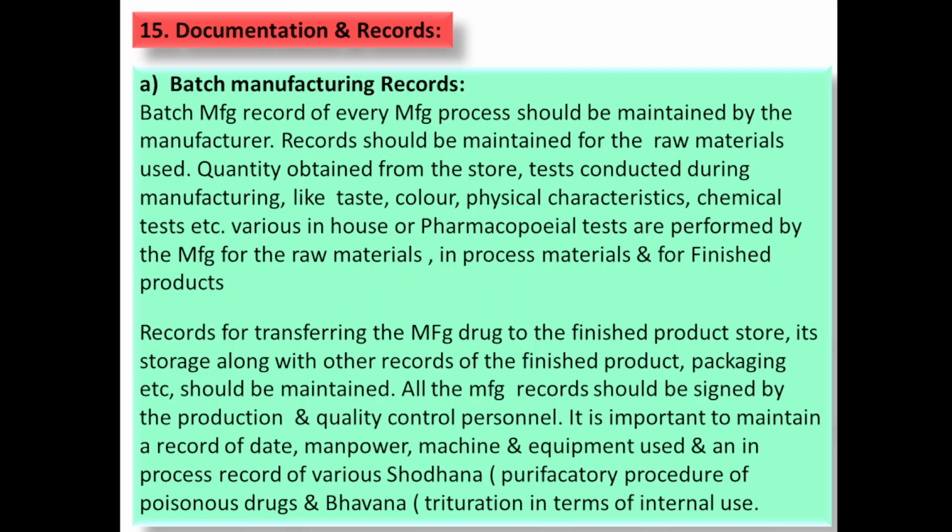Documentation and records. Batch manufacturing record. Batch manufacturing record of every manufacturing process should be maintained by the manufacturer. Record should be maintained for the raw material used, quantity obtained from the store, tests conducted during manufacturing like taste, color, physical characteristic, chemical test. Various in-house or pharmacopoeial tests are performed by the manufacturer for the raw material, in-process material or finished product.